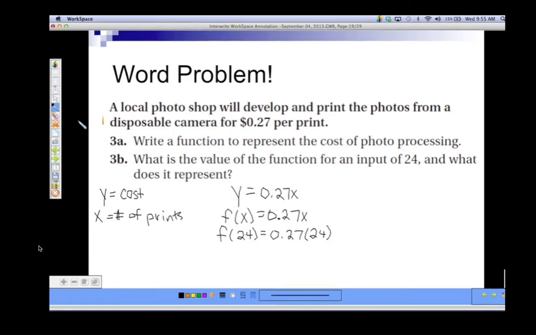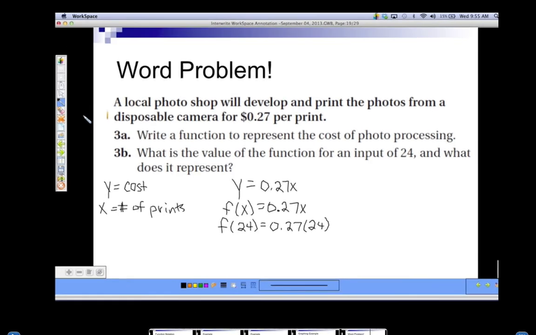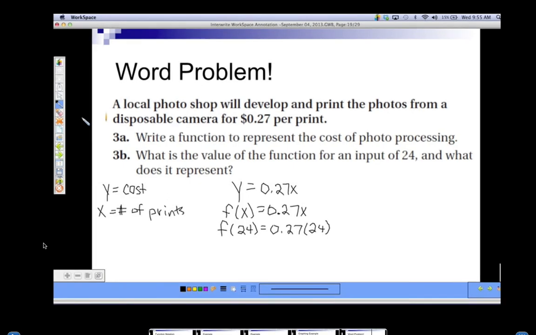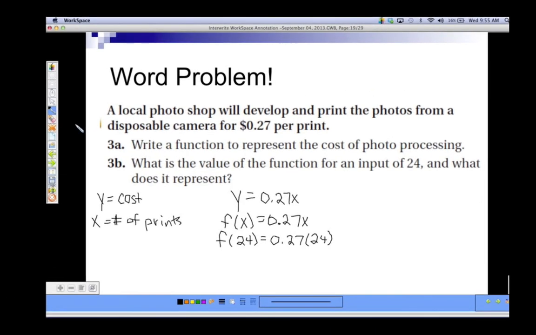But that is the end of our next video. So hopefully you understand function notation. We're just replacing y with f of x, and we're just plugging in that value to evaluate our function.